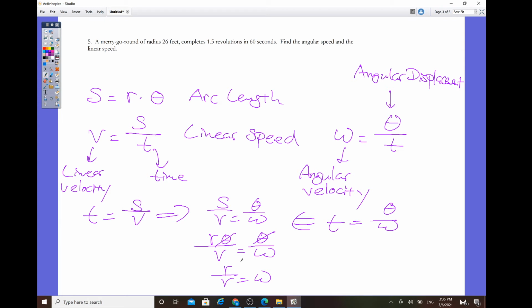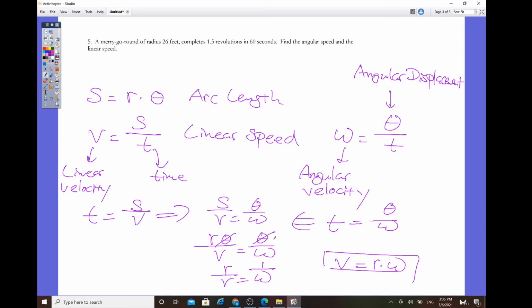So what do you guys notice? So that means this one right here: R theta over V, and then theta over W. Again, theta simply cancels, and then cross multiply. So we got V equals R times W.